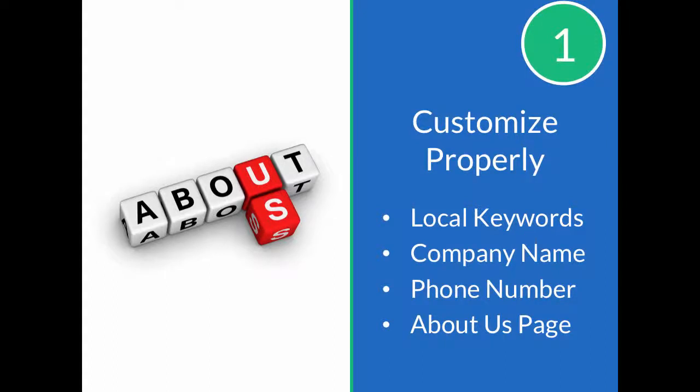Now, the first thing that you need to do is you need to customize it properly. And what I mean by that is you need to use local keywords. So depending on the niche that you're in, you need to include your city and maybe the surrounding cities inside the content of your website. And you need to use the proper keywords that are for that exact niche. You want to include the company name. You want to include the phone number. And then you also want to include the About Us page.